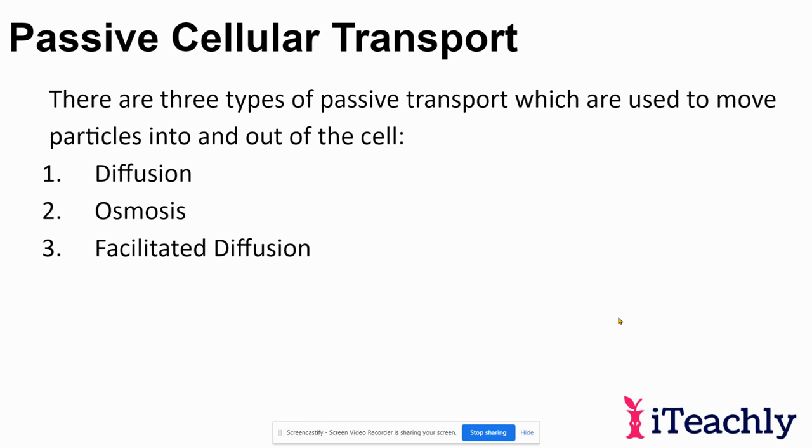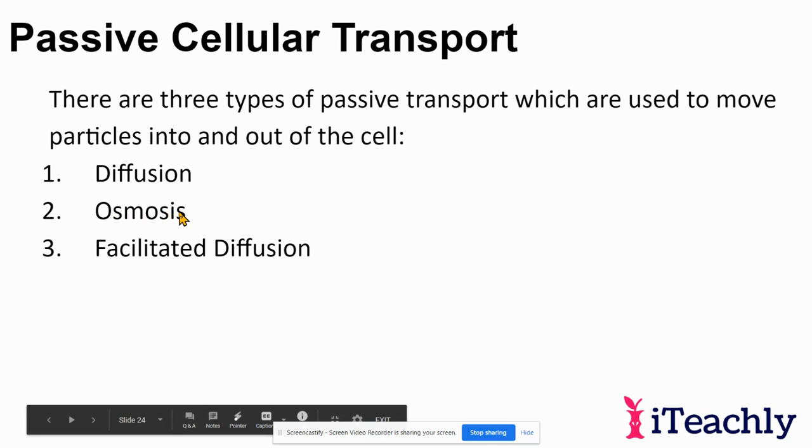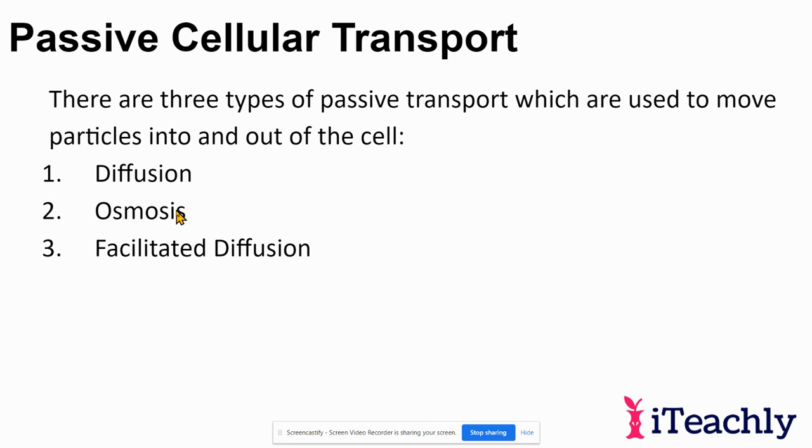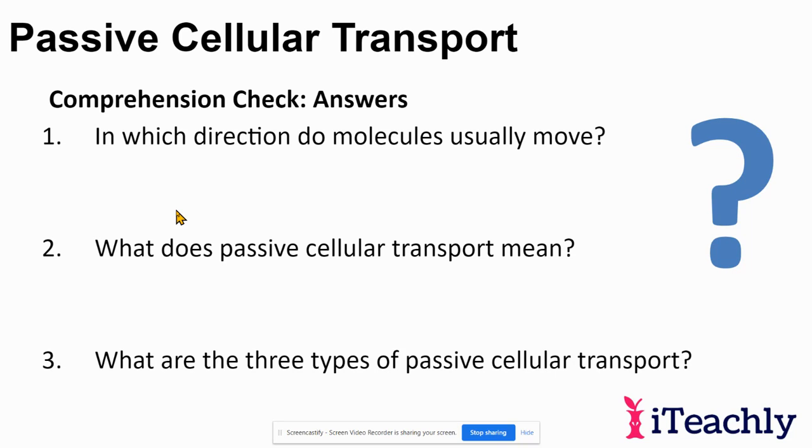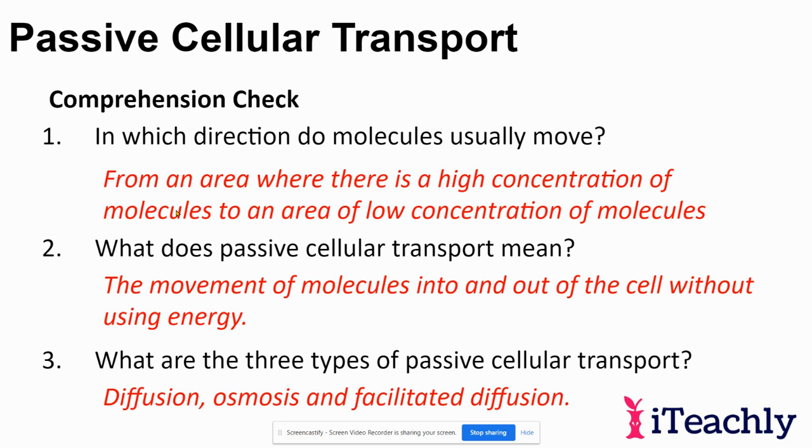There are three types of passive transport which are used to move particles in and out of the cell. When we talk about osmosis, we're talking about water moving, but we're going to do diffusion first. In which direction do molecules usually move? They move from high concentration to low concentration. What does passive cellular transport mean? It means it relies on a gradient to drive it because it doesn't use energy. The three types are diffusion, osmosis, and facilitated diffusion.